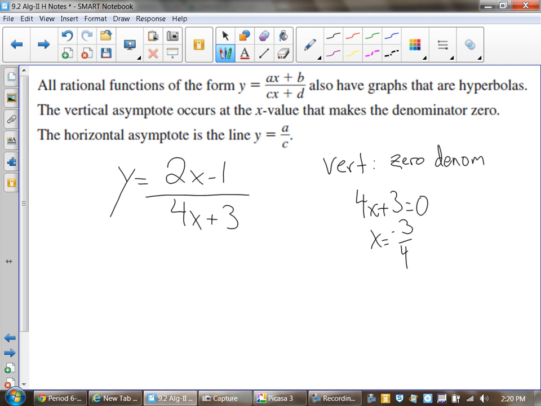My horizontal asymptote is a little bit different now. In order to figure out my horizontal asymptote, I take the coefficients in front of the x values and divide them. So it's going to be at y equals 2 over 4, which is 1/2. So my horizontal and my vertical asymptotes, I still identify them first.